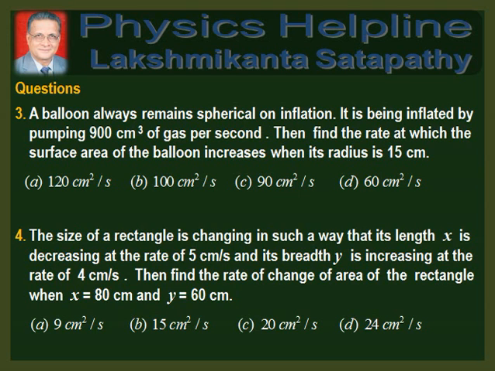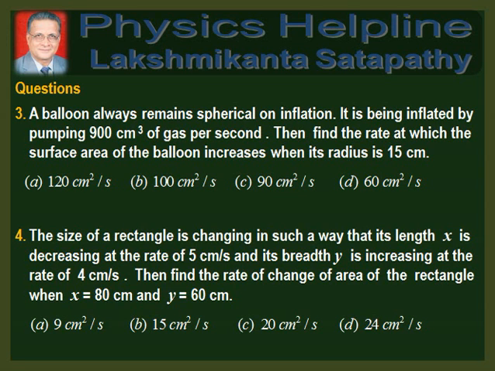Question 3. A balloon always remains spherical on inflation. It is being inflated by pumping 900 cubic centimeters of gas per second. Then find the rate at which the surface area of the balloon increases when its radius is 15 centimeters. The options are 120 centimeters square per second, 100 centimeters square per second, 90 centimeters square per second, and 60 centimeters square per second.